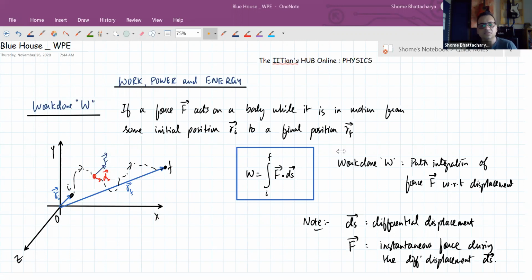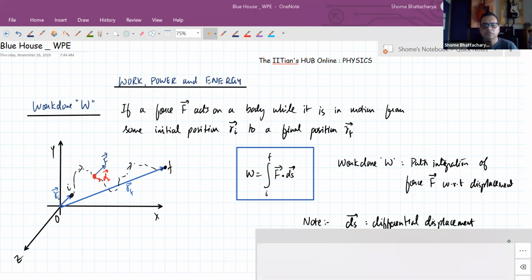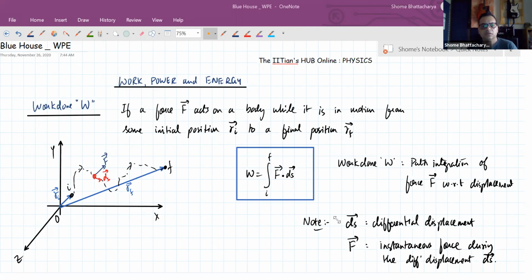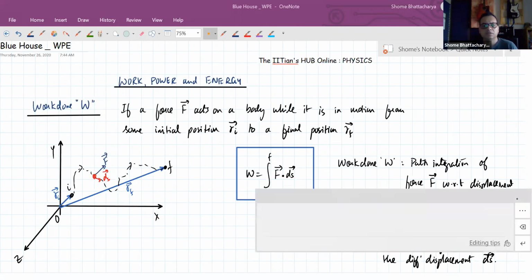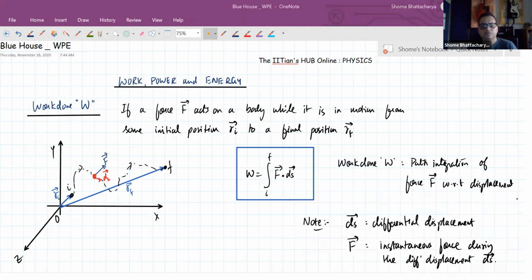Yes, the cyclic system we will discuss at a different time. When we come to the concept of conservative versus non-conservative forces, we will discuss the meaning of work done in a cyclic path. This is the most general definition right now.